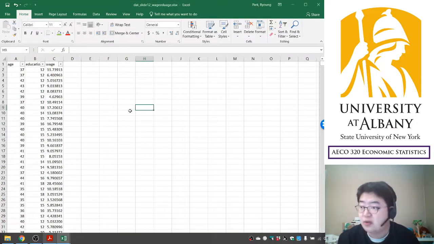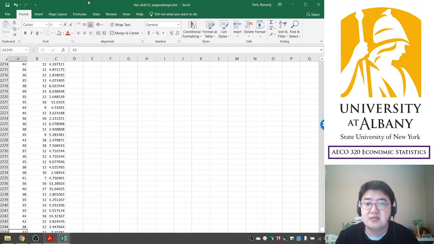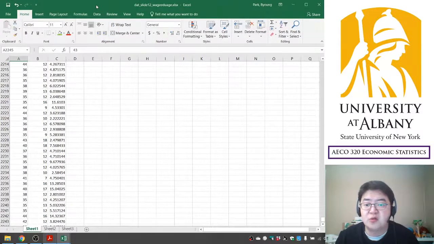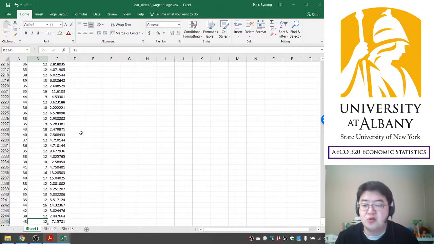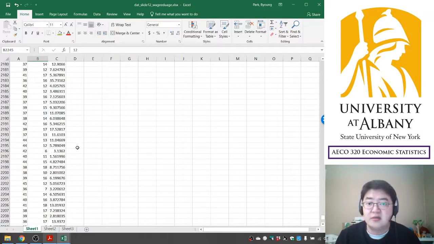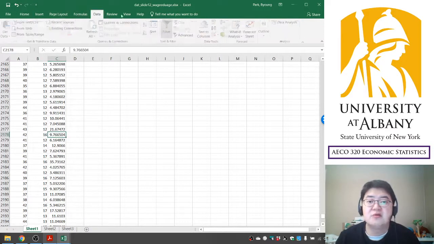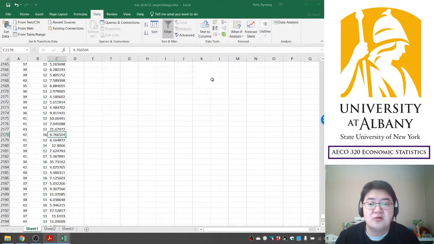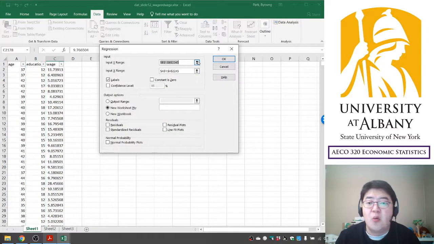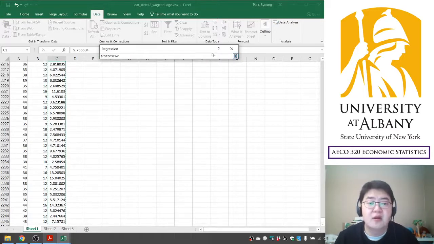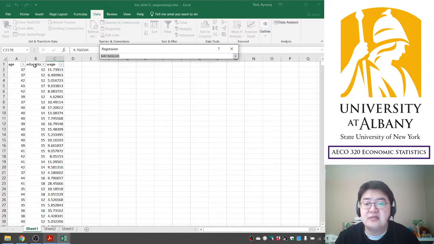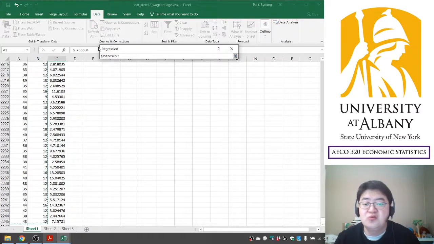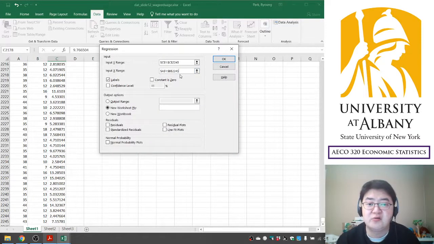In Excel, there is no difference. I have three variables: age, education, and wage, and the sample size is the same, more than 2200. To calculate the regression results, use the same regression tool. Y is wage, and X is two columns. You have to include two variables at the same time, and the first one is the label.